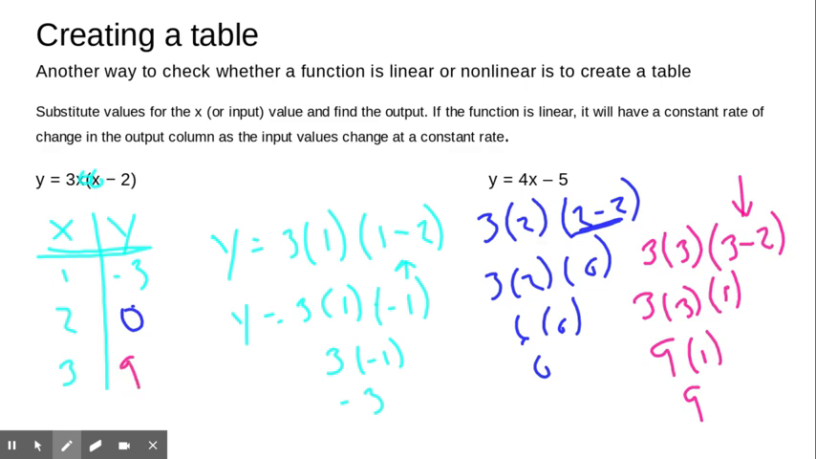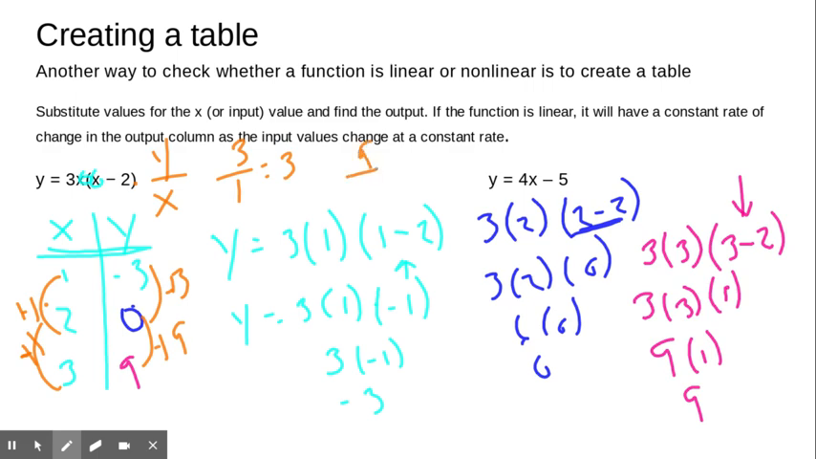All right, so now when we look at this table, we're going to say, does it have a constant rate of change? Well, to get from negative 3 to 0, I would have to add 3. To get from 0 to 9, I'd have to add 9. And to get from 1 to 2, I'd add 1. To get from 2 to 3, I'd add 1. So when I do my change of y over my change of x, I have 3 over 1, which reduces to 3. And I have 9 over 1, which reduces to 9. These are not the same, which means that this is not a linear function.